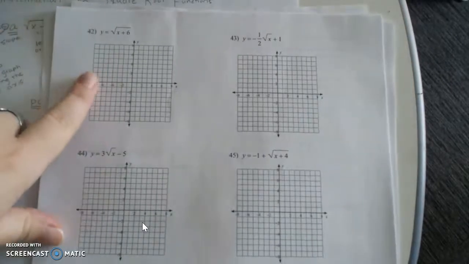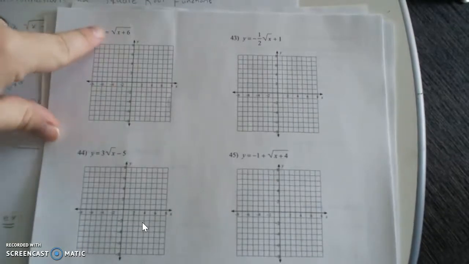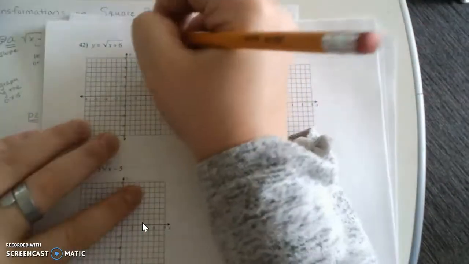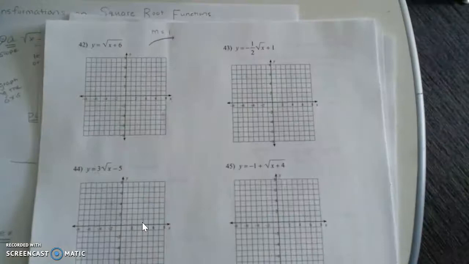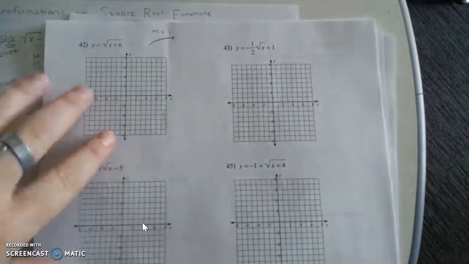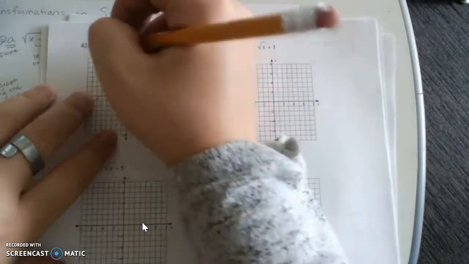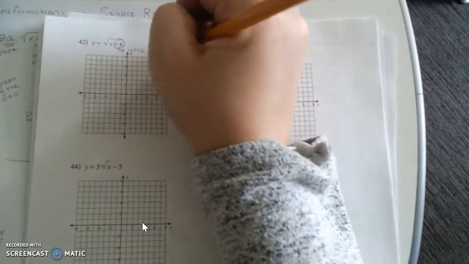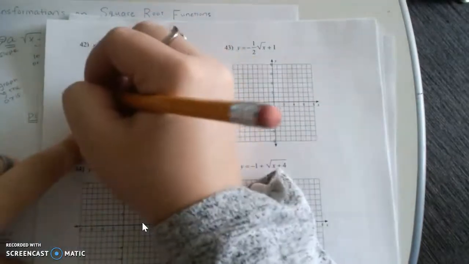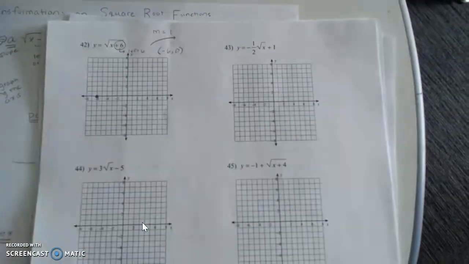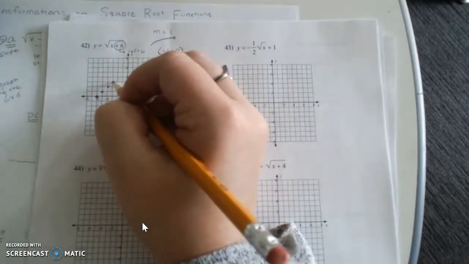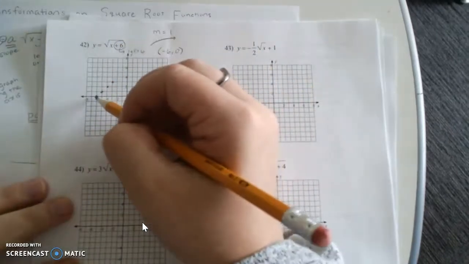So look at number 42, okay? There's no a on the outside, so my slope is still 1, and it is going to be right side up instead of upside down. I have a 6 on the inside of my radical, so that means I'm going to move left 6. And I have nothing on the outside, so my new vertex should be negative 6, 0. Right there. My slope is still 1 over 1, so I'm going to go up 1 over 1, up 1 over 1.